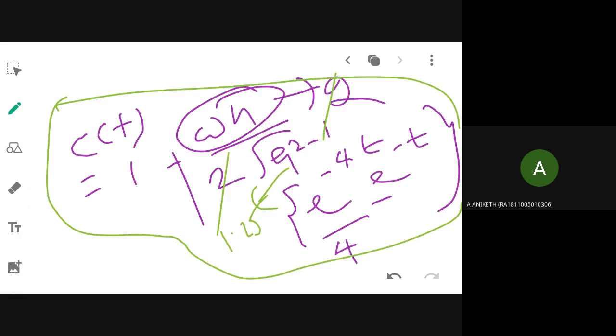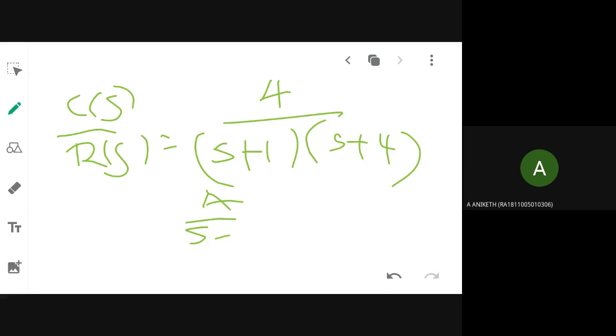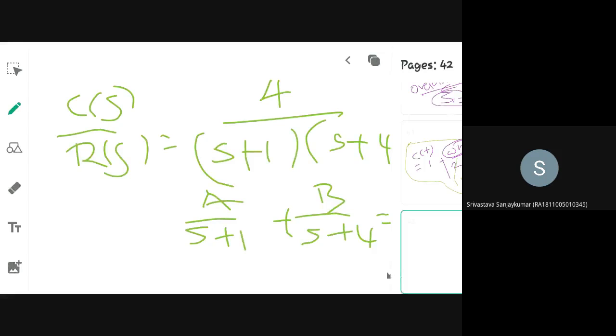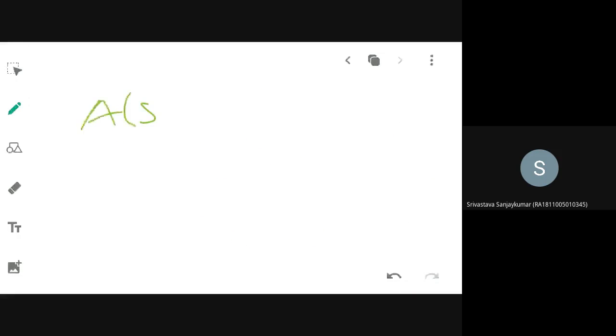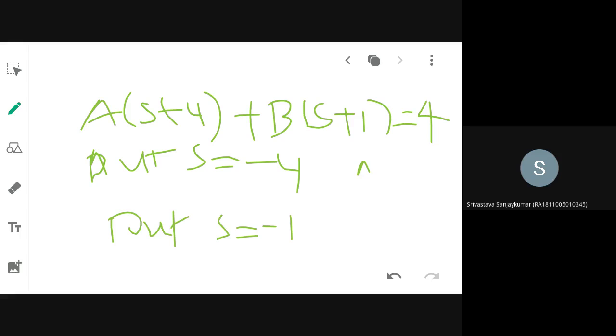Now again you know what is the equation. The equation for C of s divided by R of s is equivalent to, you have got just now, 4 divided by s plus 1, s plus 4. Now you take partial fraction expansion: A divided by s plus 1 plus B divided by s plus 4 equal to 4. Now again you have to take LCM: A into s plus 4 plus B into s plus 1 is equal to 4. Now you put s is equal to minus 4, put s is equal to minus 1, and tell me what is A and B.